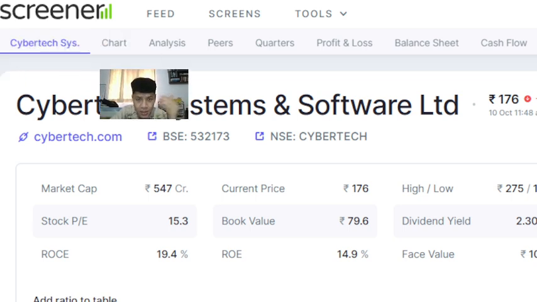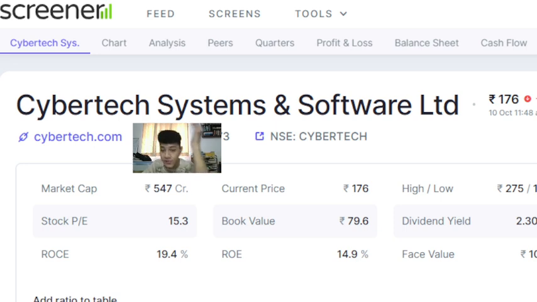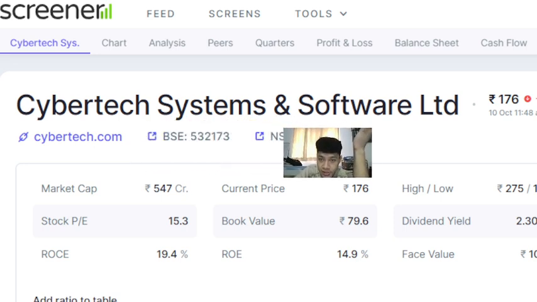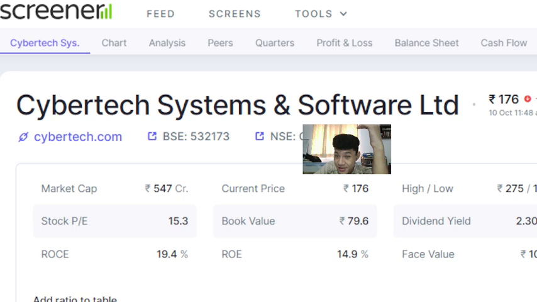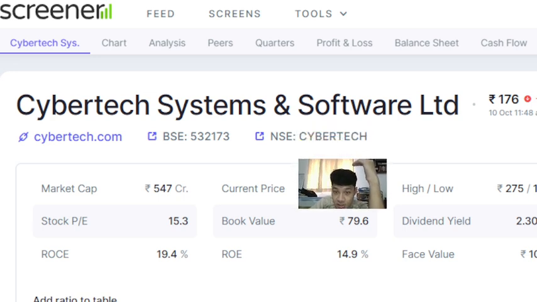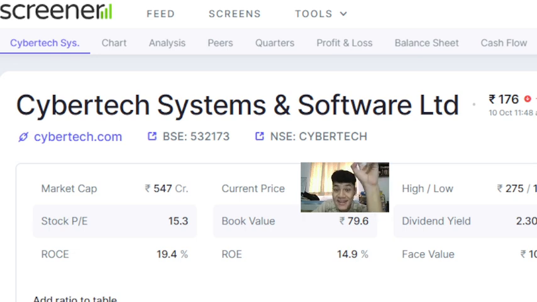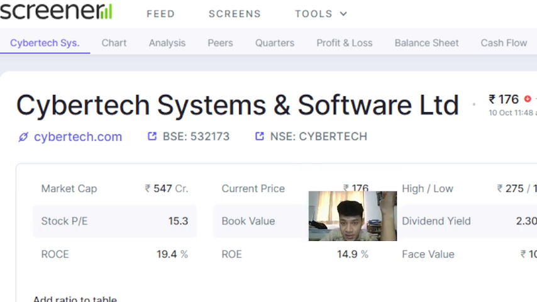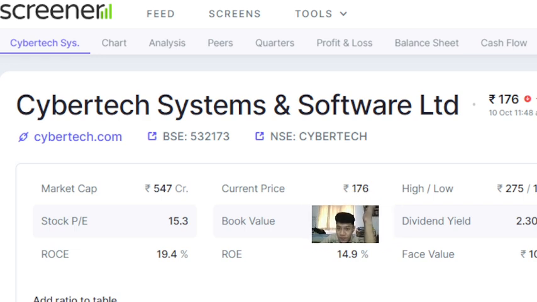So first, market cap 547 crores. This is a small cap company. Current price of one share is 176 rupees. The book value per share, that is net assets. Book value is equity, assets minus the liabilities. So 79 rupees.